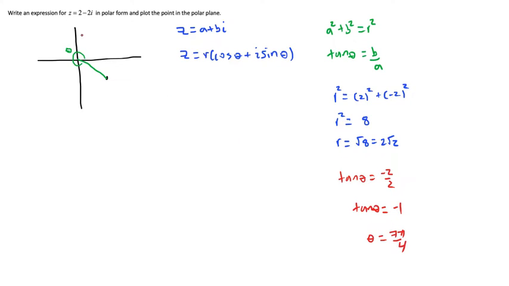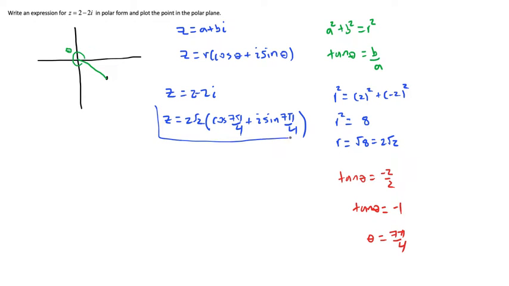So then, finally, in polar form, this point, 2 minus 2i, we can write as 2 radical 2 cosine of 7 pi over 4 plus i sine of 7 pi over 4. So this would be the final answer.